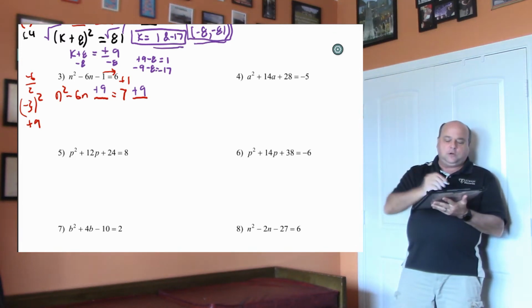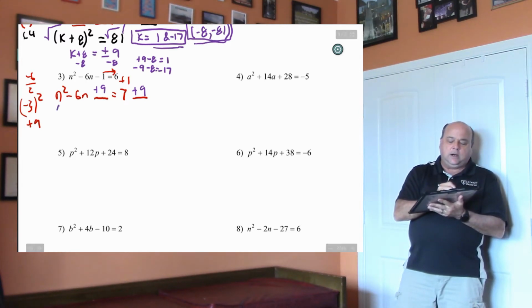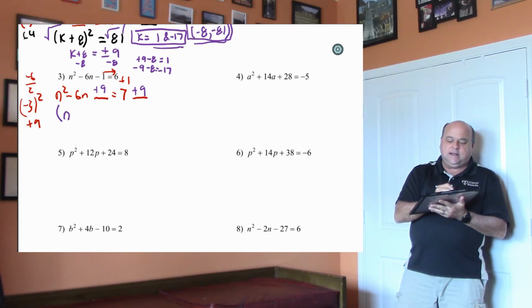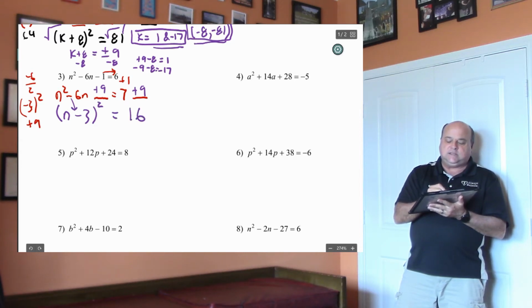Now then, I'm going to go through here and complete the square. So the square root of n squared is n. The square root of 9 is a minus 3 because that negative is going to drop, squared, equals 7 plus 9 is 16.